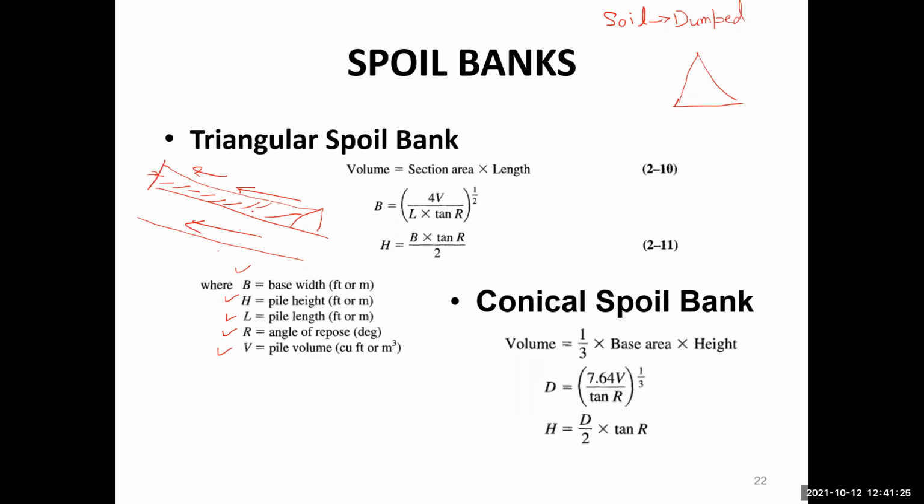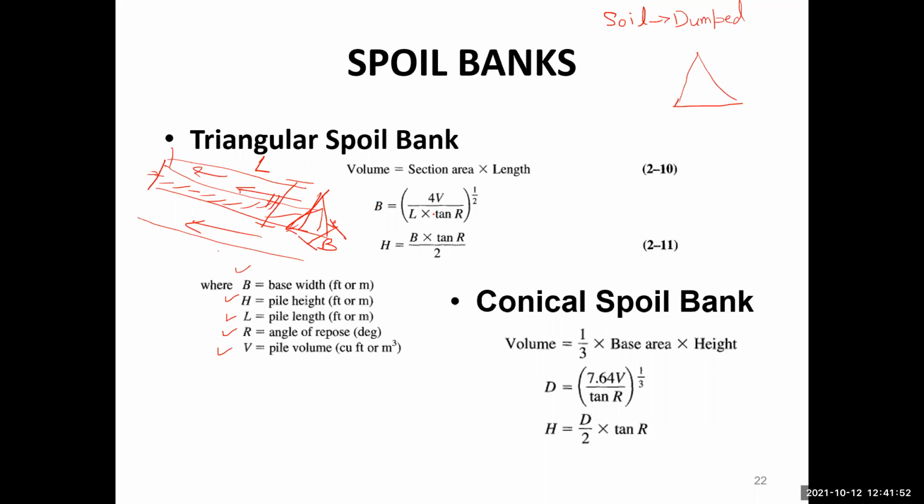So this is the length. That means if we take this much length of the spoil bank, so that is over here, length of the spoil bank, and then that will be the width, and this will be the height of the spoil bank. Okay, so yeah, this is the width, height, and length.